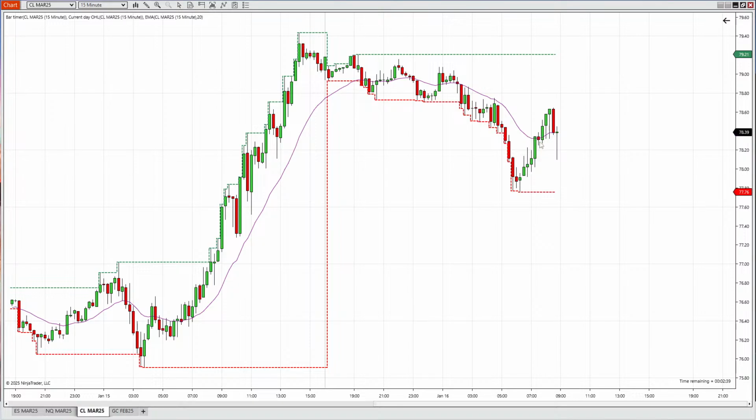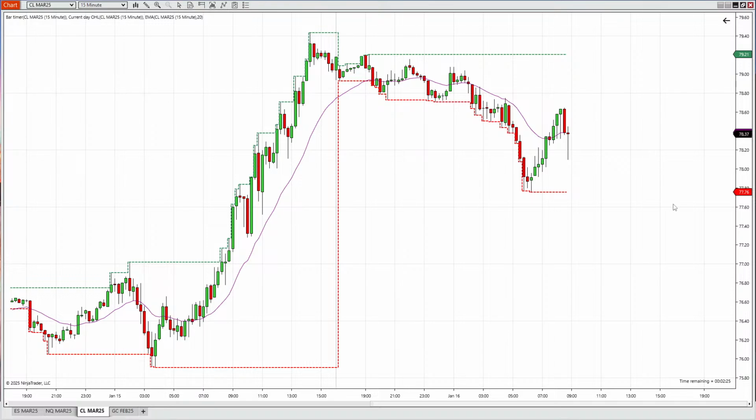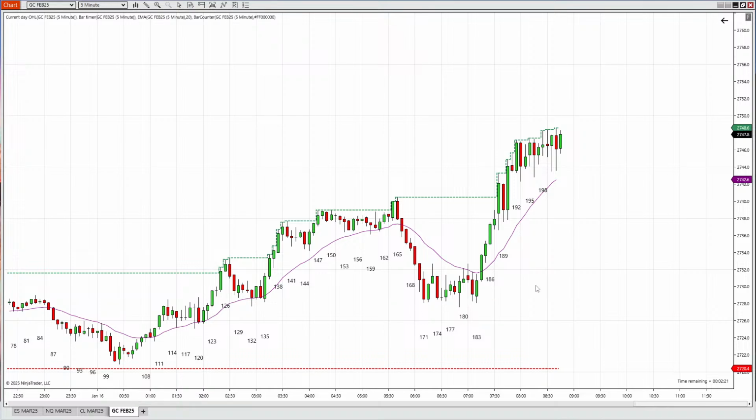There is a really nice channel up though, and so that makes me wonder if there's going to be one more leg up before any more selling takes place again, which kind of makes this a trap, really. Real tight trading range on gold.